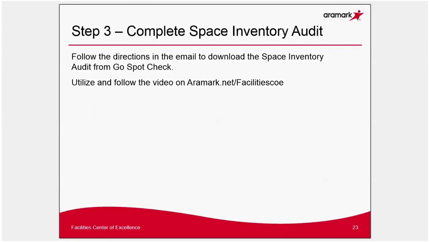Once GoSpotCheck inputs the AIT, Account Inventory Template, each specific site contact from the User tab will receive an email with links on ordering hardware, downloading the GoSpotCheck app, and instructions on completing the space inventory audit.